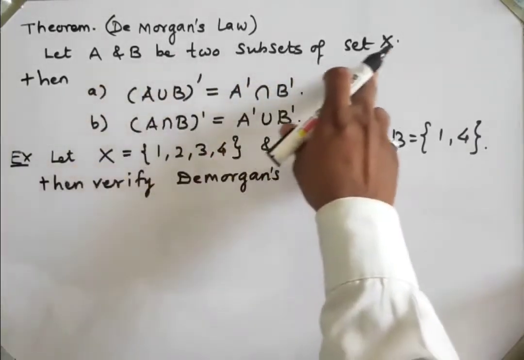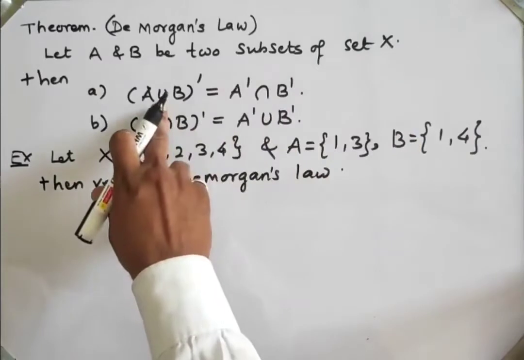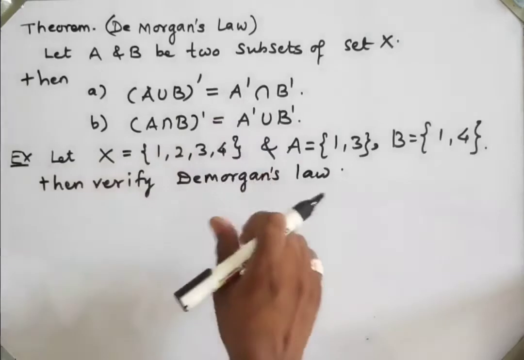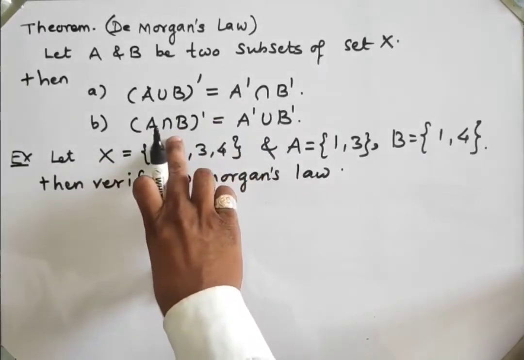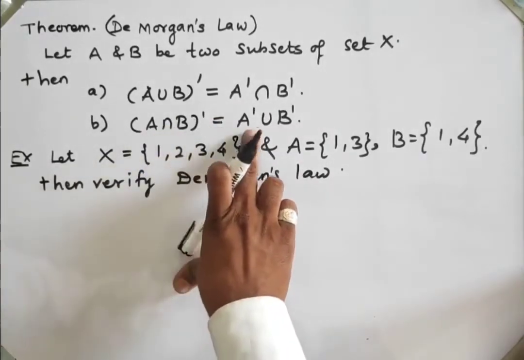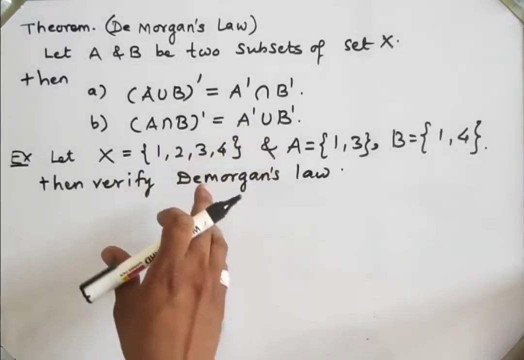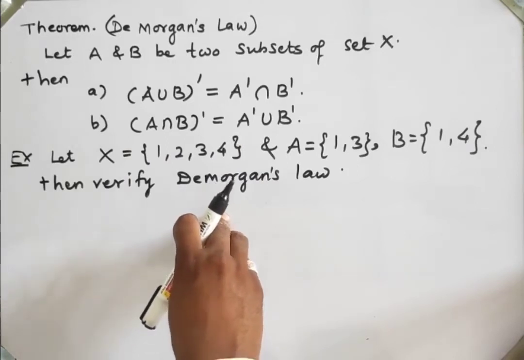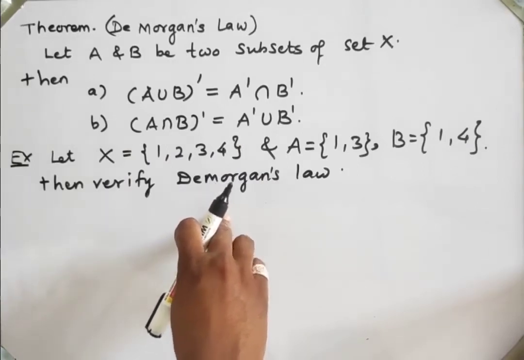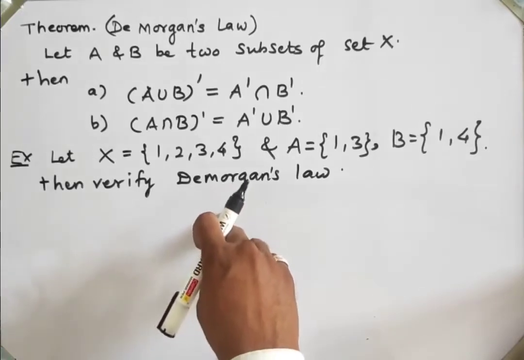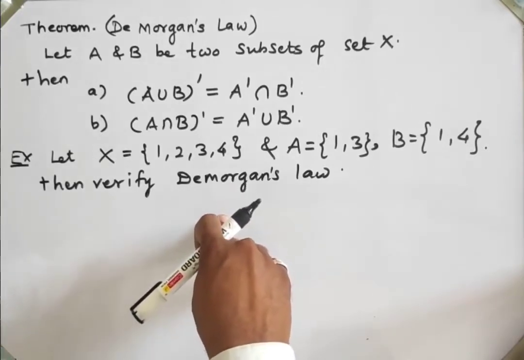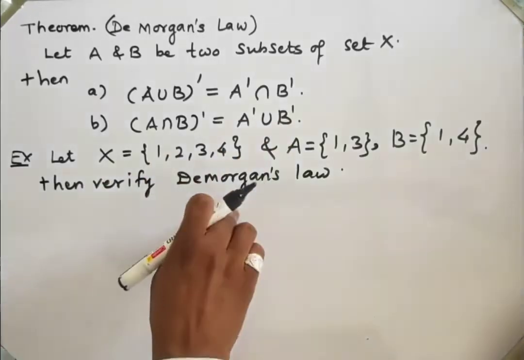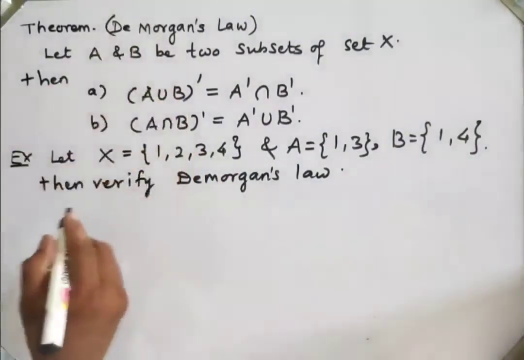A and B are two subsets of set X, then it satisfies two properties: (A union B) complement is the same as A complement intersection B complement, and second, (A intersection B) complement is the same as A complement union B complement. So we have seen the definition of complement. If U is a subset of set X, then U complement is the set of all elements x belonging to X such that x does not belong to U. This is the complement of a set. Now we verify this example for De Morgan's law.